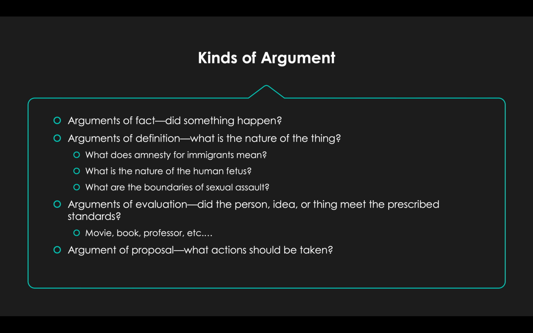We often hear arguments of evaluation. Did the person, idea, or thing meet the prescribed standards? Was the movie entertaining? Was the book good? Did the professor do a good job teaching the class? Things like that. And then we hear arguments of proposal. What actions should be taken? Or how do we move forward to solve this problem?